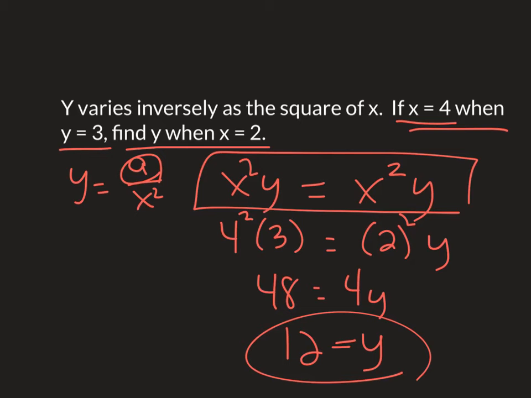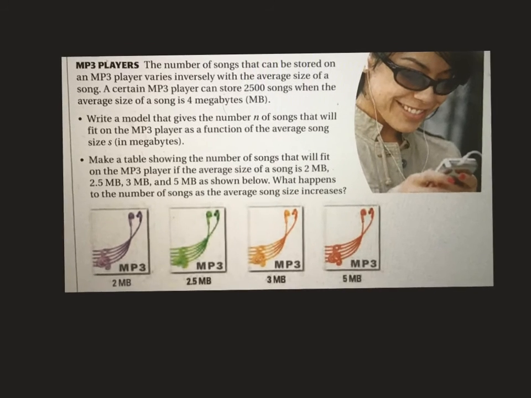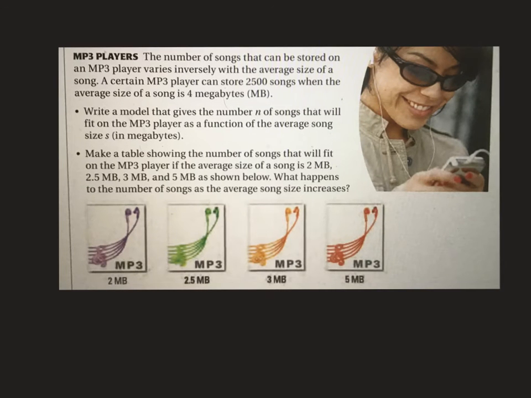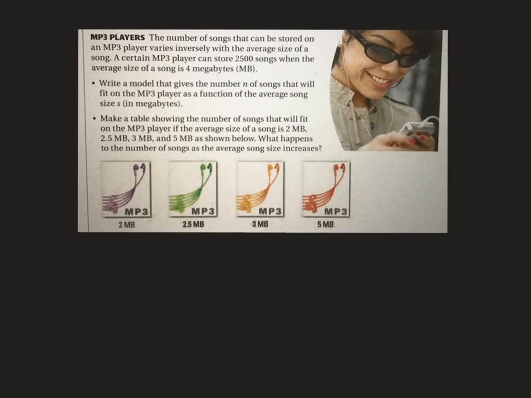Inverse variation. Okay, and the last one. I'm going to blow this up for a little bit. It says the number of songs that can be stored on an MP3 player varies inversely as the average size of a song. So I'm going to say N for number equals a constant over the average size. I'm going to use S for size.